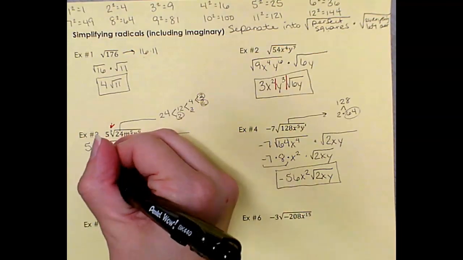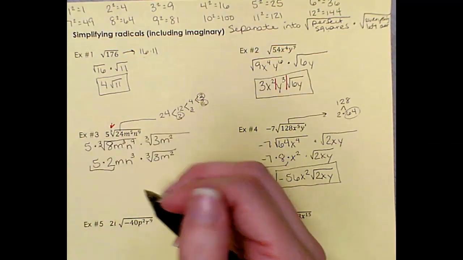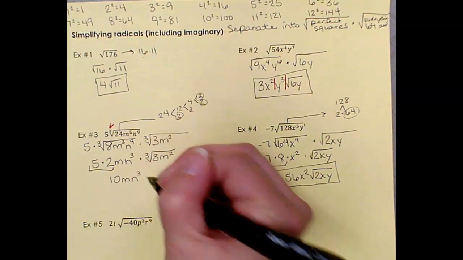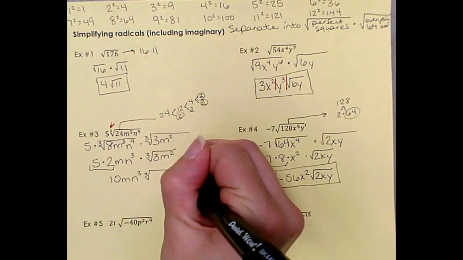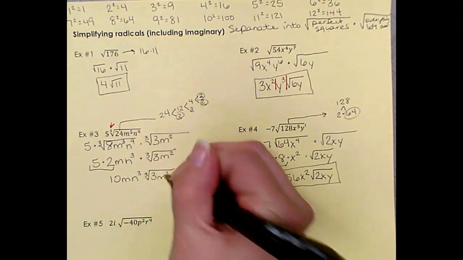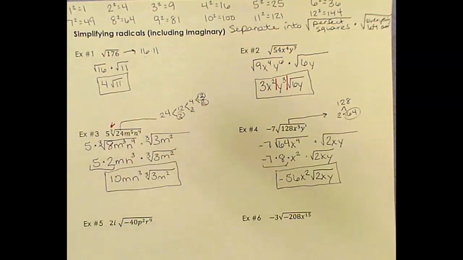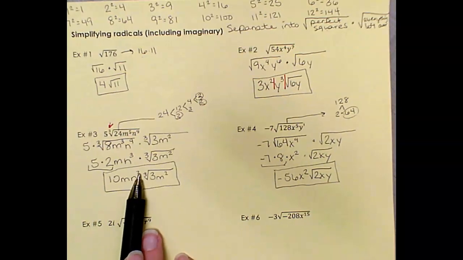Now I do have 2 coefficients that I need to put together. 5 times 2 is 10. 10 m n cubed times the cube root of 3m squared. Now, I don't need to put absolute value around n cubed because I didn't take an odd power out of an even root. I took it out of an odd root. So I don't have to worry about that.